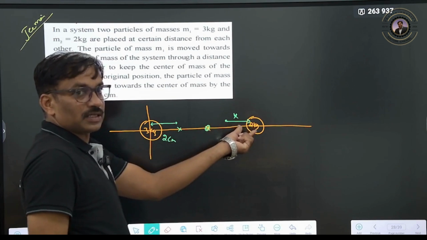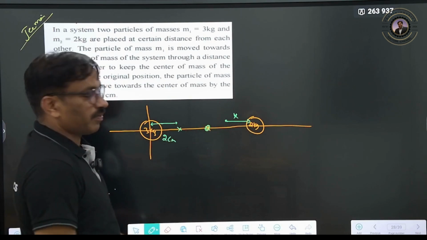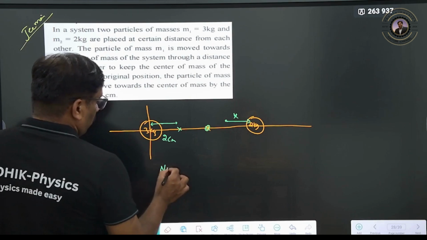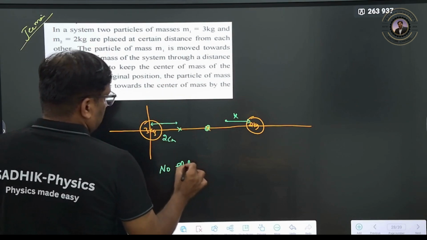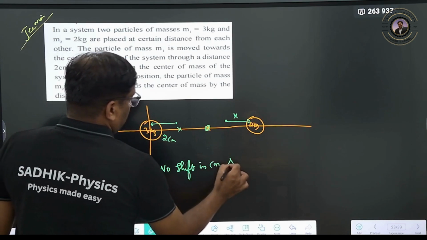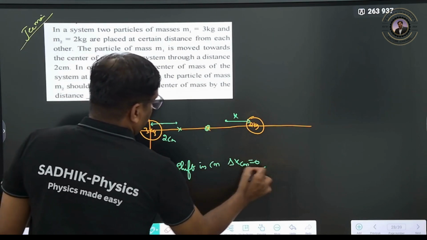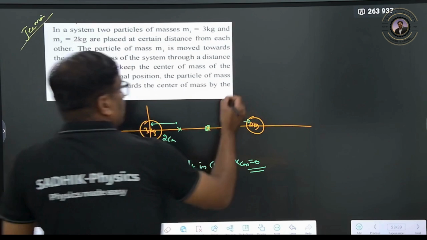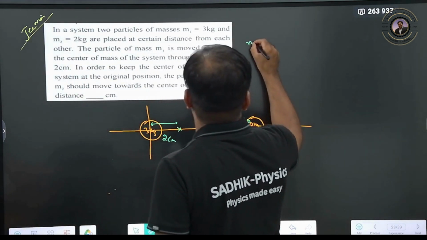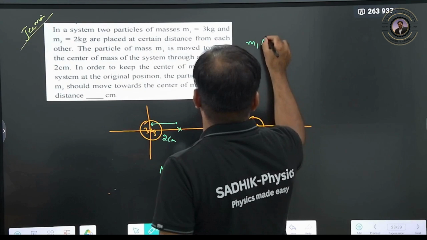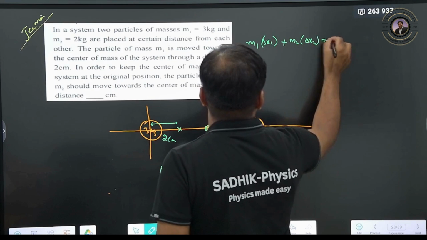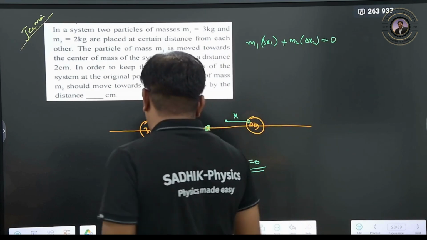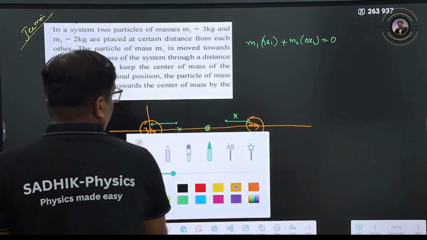The shift in this mass has taken place, but there is no shift in the center of mass. So what is given? He gave the condition: no shift in the center of mass. That means delta x of the center of mass is equal to 0. So what can you write? m1 into the shift of the first object plus m2 into the shift of the second object is equal to 0. That's all. So you can solve this problem very easily.